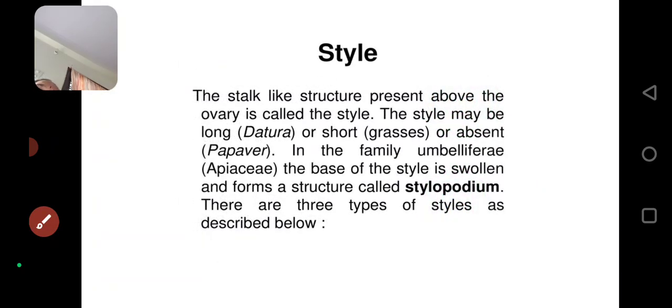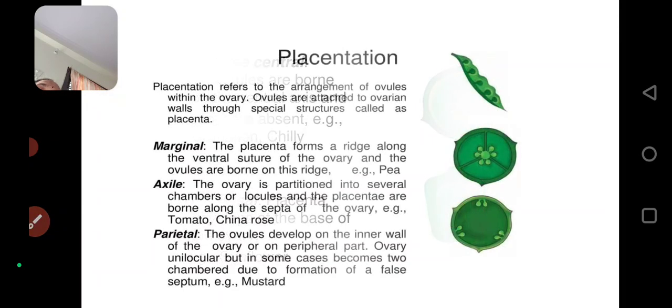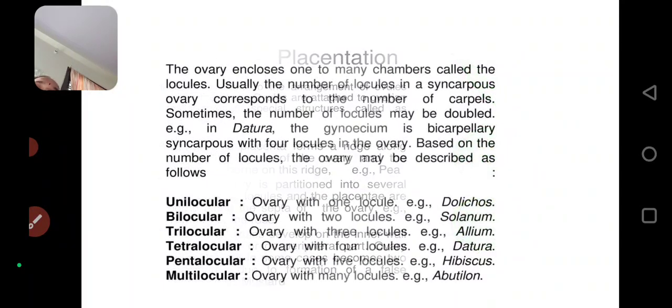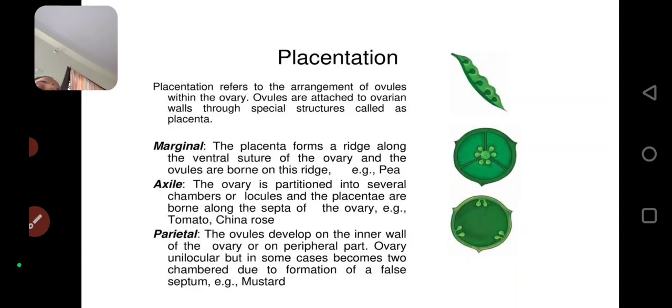So this is about placentation. Marginal placentation means the ovules are present at the margins, or the ventral suture, of the ovary. Axial placentation means the ovary is partitioned into several chambers, also called locules, and the placentae are borne along the septa of the ovary. Examples are tomato and China rose.